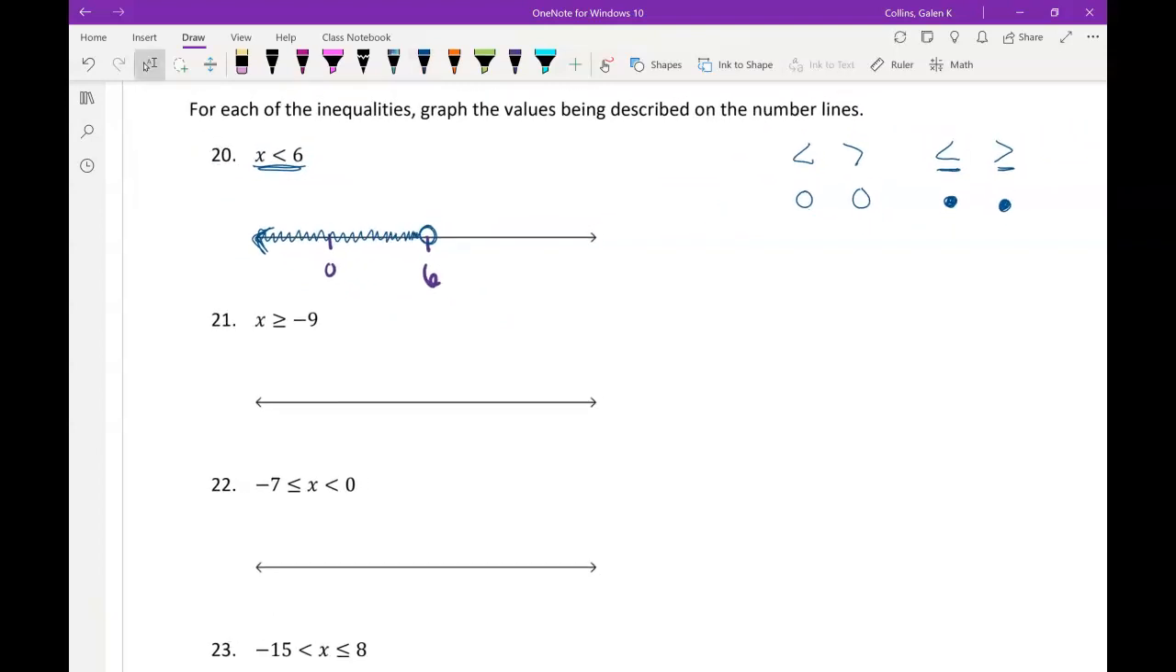All right, 21, same idea. I'm just going to put a nice -9 on my number line. If it helps, I could remember that 0 is going to be to the right of -9. So x is greater than or equal to -9. So I want to put a closed circle to show that x could equal -9. And then I want to shade in the direction that is greater than -9.